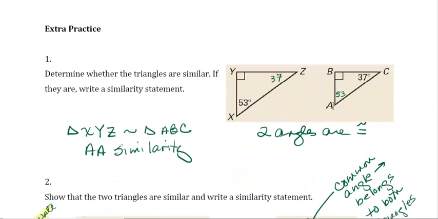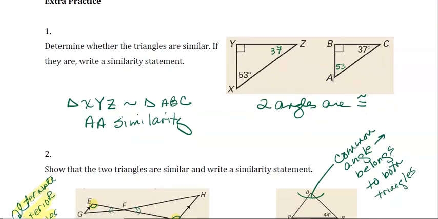So it says, determine whether the triangles are similar, and if they are, write a similarity statement. So you have a situation where you have missing angles. This is 53. This angle plus the 53 has to add up to 90, so that 90 plus that 90 is 180. This 37 and this missing angle have to add up to 90, so that the triangle has 180 degrees inside. So when I do the math, I find that this missing angle was 37 over here, and this missing angle was 53 over here.